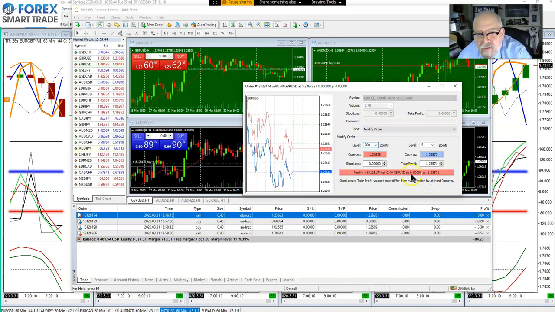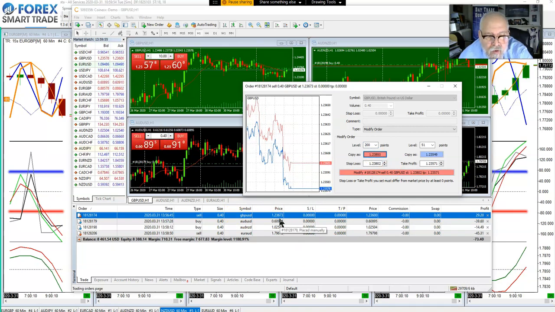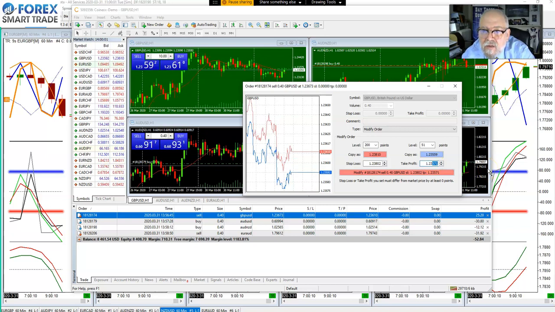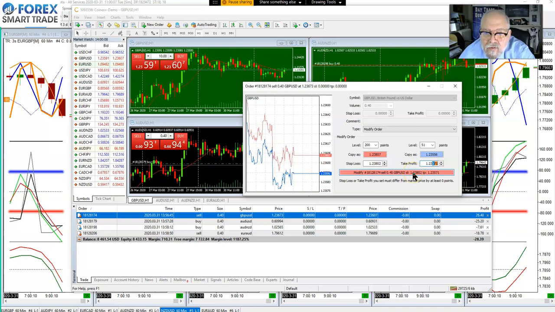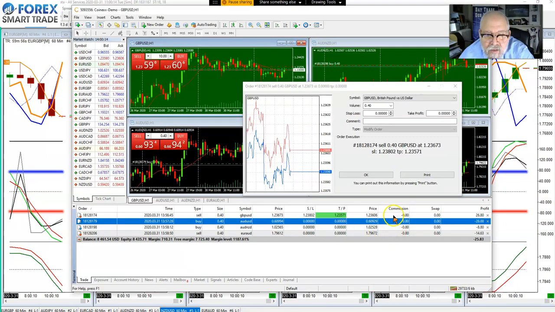20 pips, to convert it to points I add an extra 0. Click here, and then if I got in at 23.67 and it's a sell, I'm going to go to 23.62. Oh, it's already jumped. Well, we'll leave that. Oops. Let's just keep going.